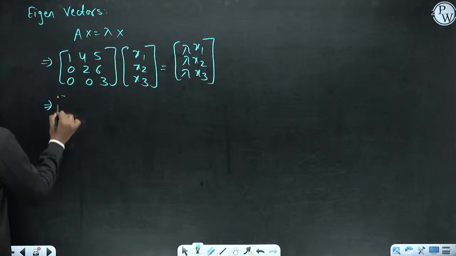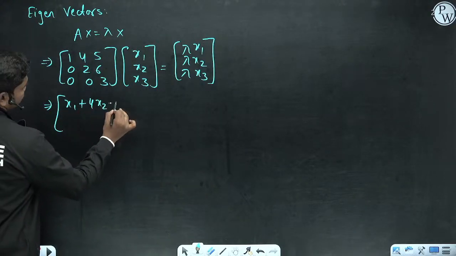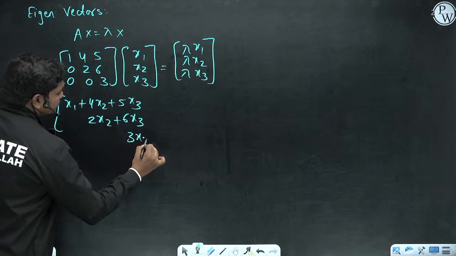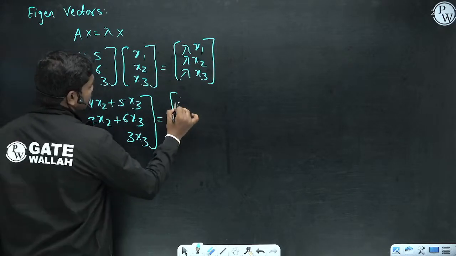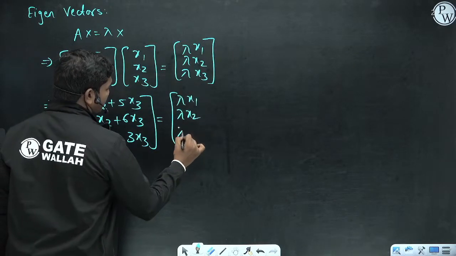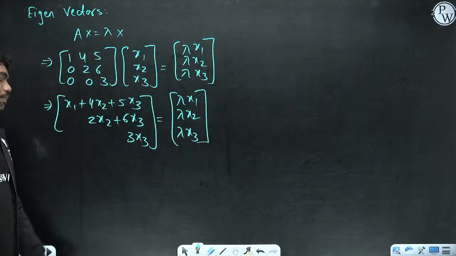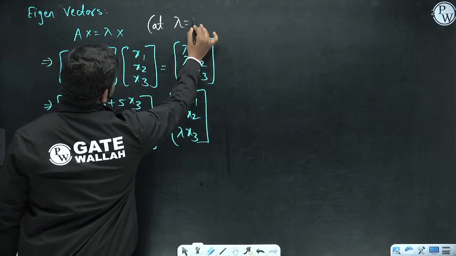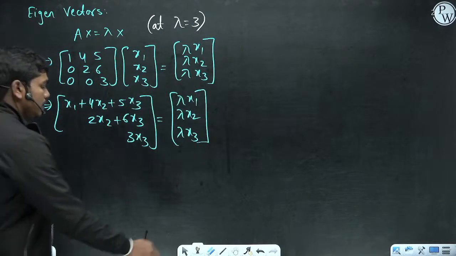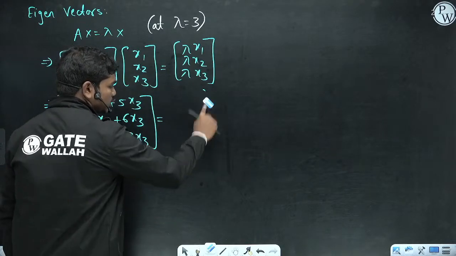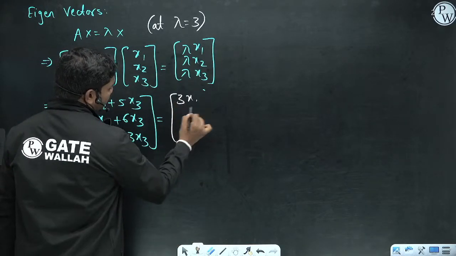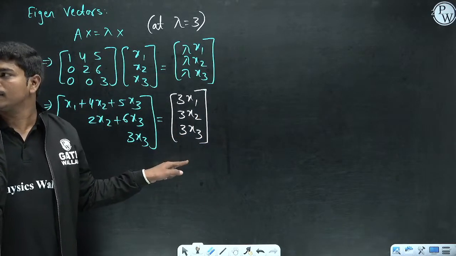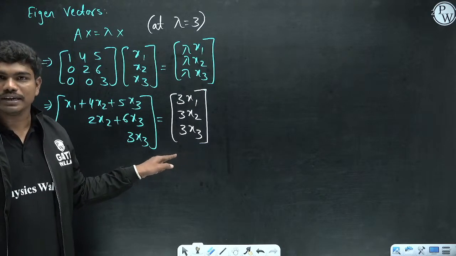So now if you multiply both sides, x1 + 4x2 + 5x3, 2x2 + 6x3 and 3x3 is equal to λx1, λx2 and λx3. Let us suppose we are calculating the eigenvector corresponding to λ = 3, for example. Then this becomes 3x1, 3x2 and 3x3.